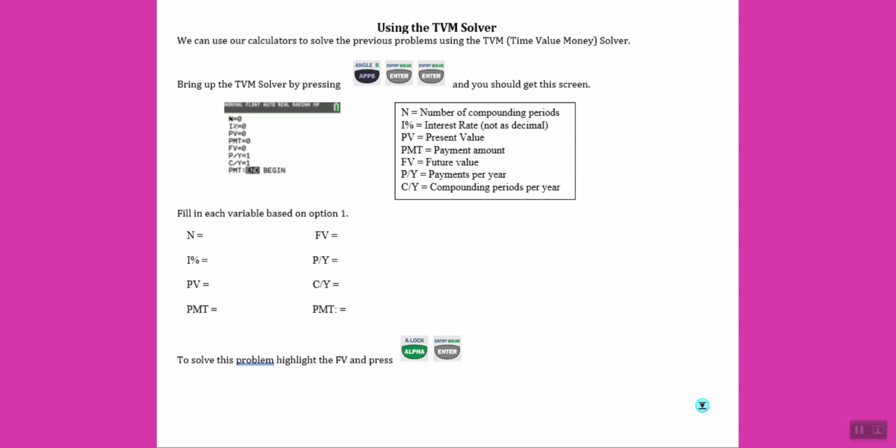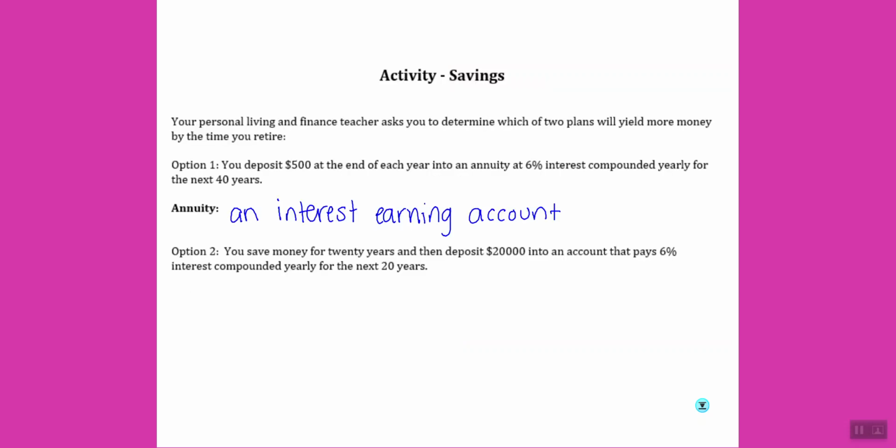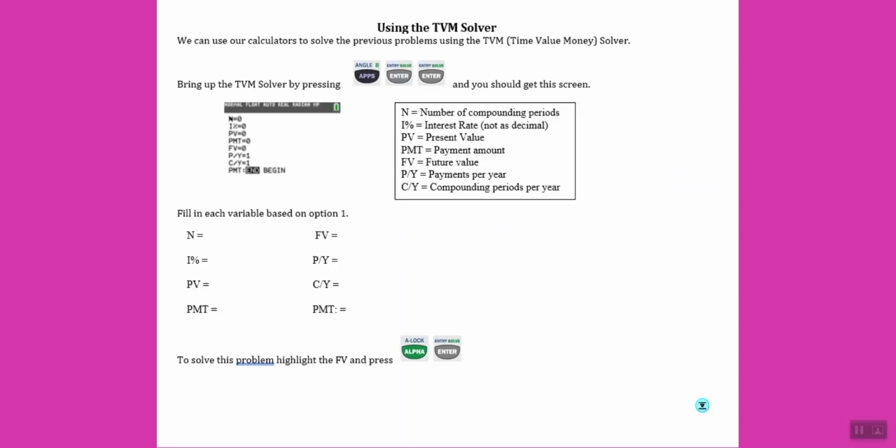So let's fill in what each variable would be based on option one. N, the number of compounding periods. We are compounding our interest yearly, and our payments are being made each year. Because it's each year and yearly, that makes our lives easier. We just need to know how many years are going by, which would be 40.